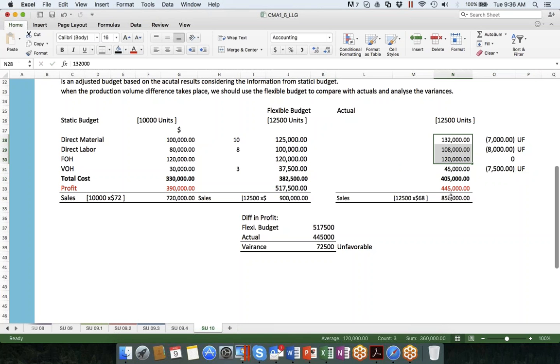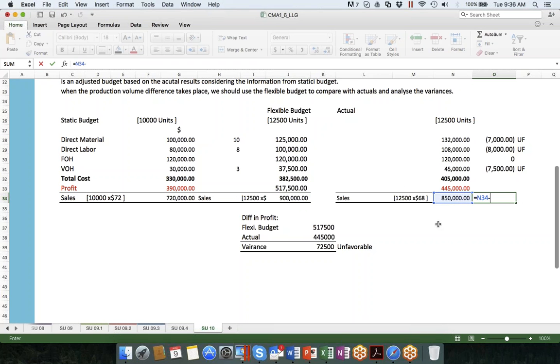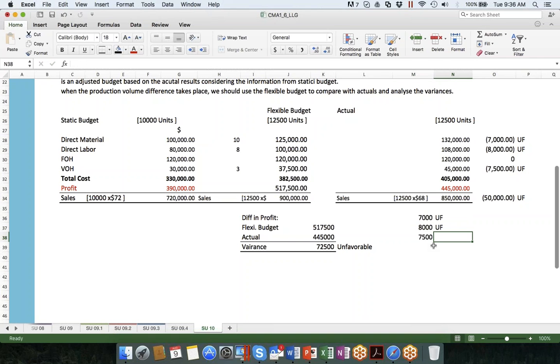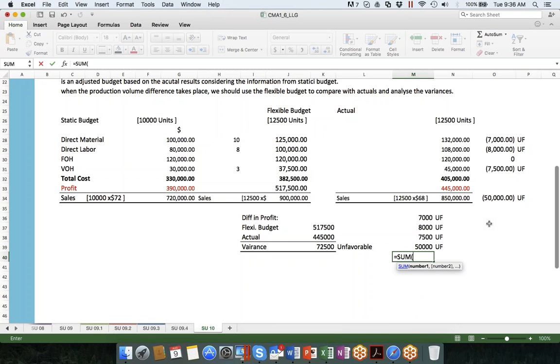Now, not only in the cost, you have a variance also in the revenues. What revenue should you have maintained? 900,000. You should think in a reverse mode. How much revenue did you receive? 850. How much revenue should you have received? 900. So 50,000 unfavorable. If you take all these unfavorable variances, 7,000 unfavorable, 8,000 unfavorable or adverse, 7,500 unfavorable, then 50,000 unfavorable, the total will give you the reasons for this: 72,500 unfavorable.